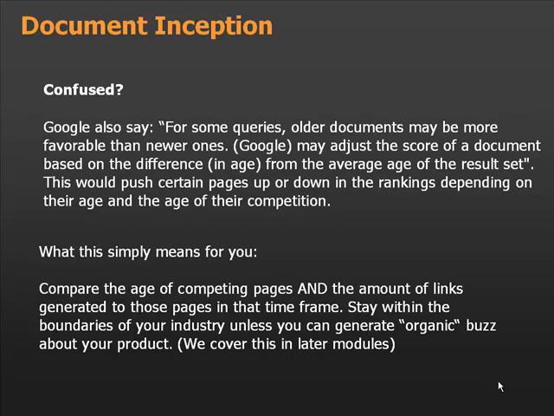Again, another way of putting it is Google compares the age of competing pages and the amount of links generated to those pages in that time frame. So you want to stay within the boundaries of your industry unless you can generate organic buzz about your product. Now we will cover how to generate organic buzz later on in this module. It's quite easy. It takes a little bit of time, but the payoffs are enormous. And the most important thing is to stay on topic.